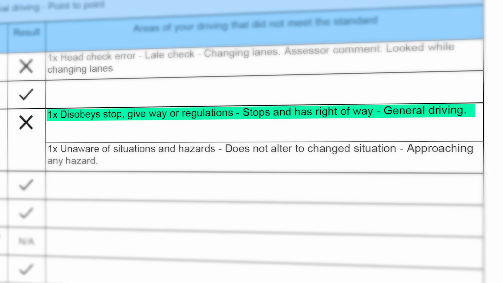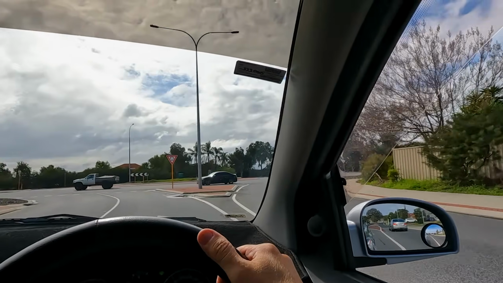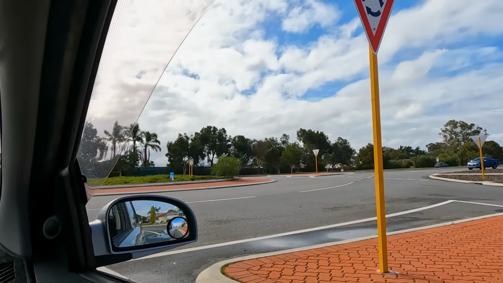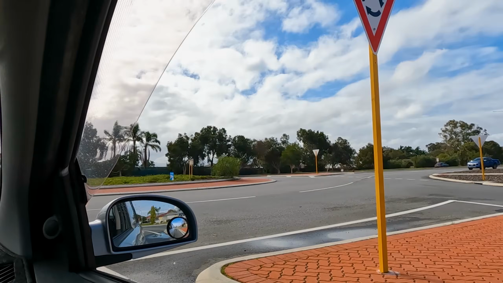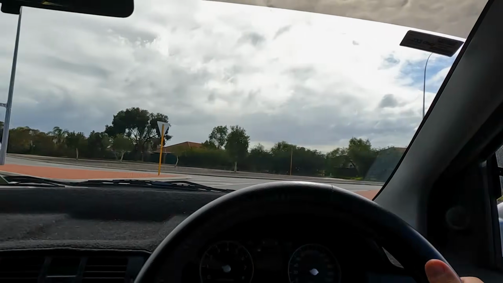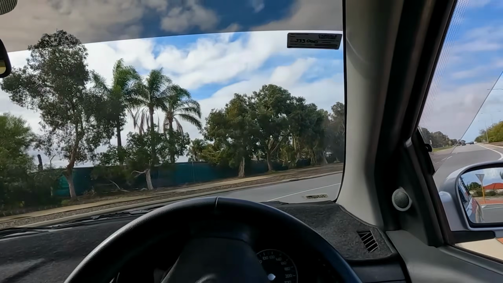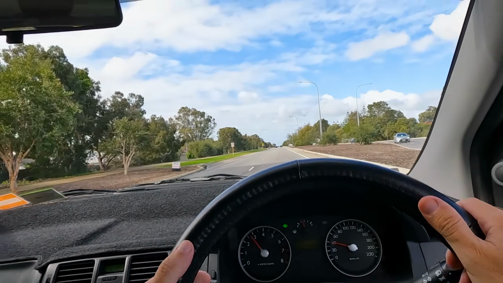Disobeys stop, give way or regulations, stops and has right of way. General driving. If you have a safe gap, you should proceed. Avoid encouraging other road users to go before you if you have enough time and space to proceed. This mistake is usually caused by late anticipation. If you don't look what's coming when you're approaching a roundabout, for example, you're not going to know if you've got a safe gap or not. The last statement, of course, excludes red lights and stop signs.